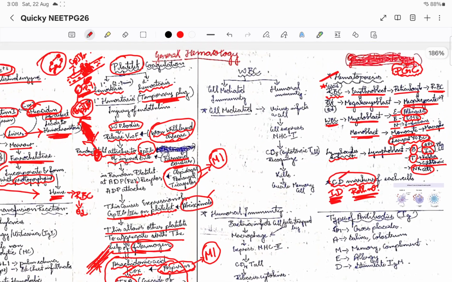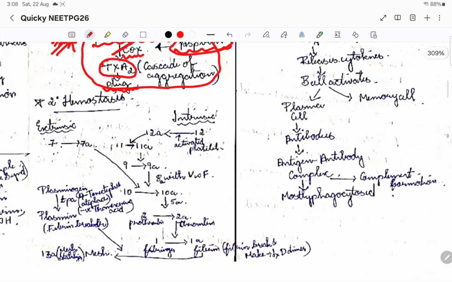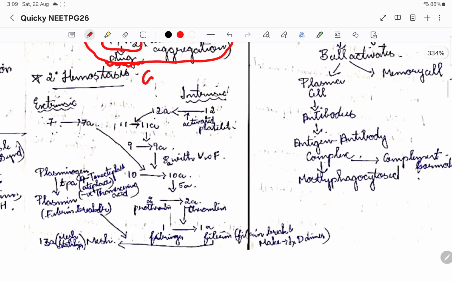So this is with respect to primary hemostasis. Now coming to secondary hemostasis: the primary plug is a temporary plug. This is not a permanent solution for a hemorrhage that is happening inside the vessels. So next is secondary hemostasis, where there are coagulation factors in our blood. These are proteins.